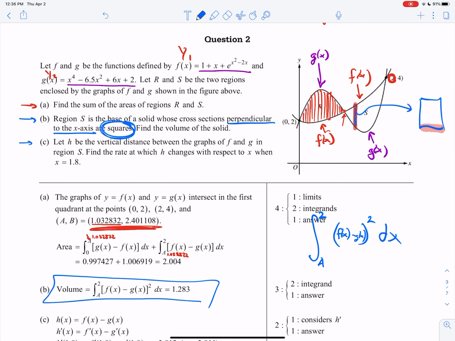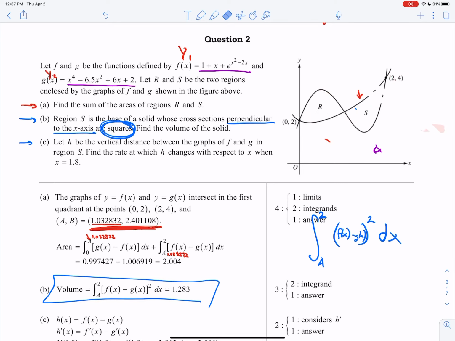Let h be the vertical distance between the graphs of f and g in region S. So let me give you some space here. Okay, so let h be the vertical distance between f and g. So remember, up here was, I believe it was f, and down here was g. H is going to be your vertical distance, which is pretty much top minus bottom, okay? We want to find the rate at which h changes with respect to x.